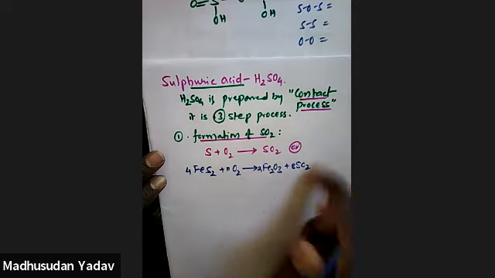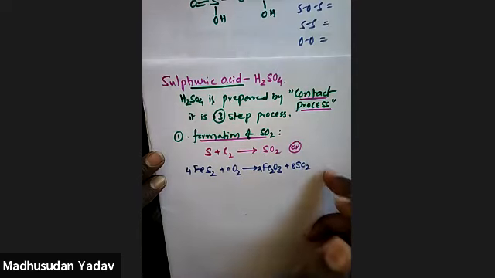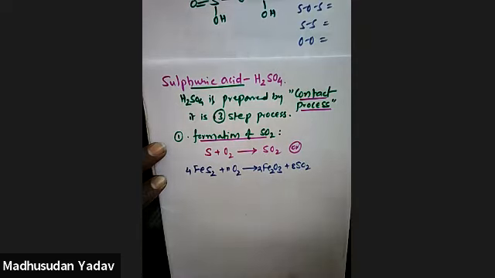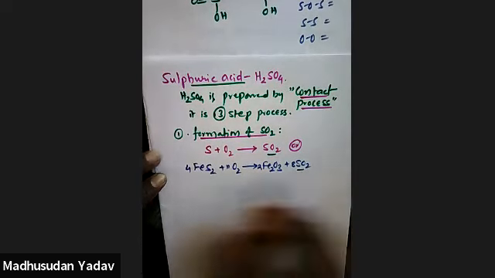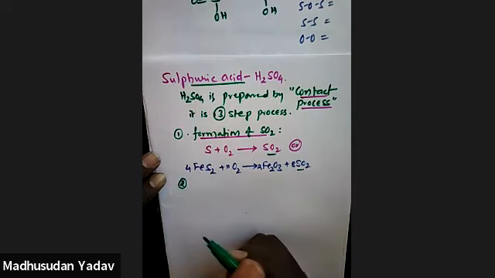So either of these things you can use. Okay, both are possible. So first step is formation of sulfur dioxide. You got your sulfur dioxide as a product here. Fine.